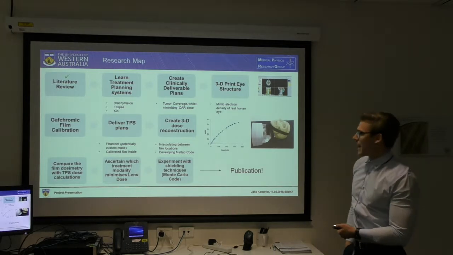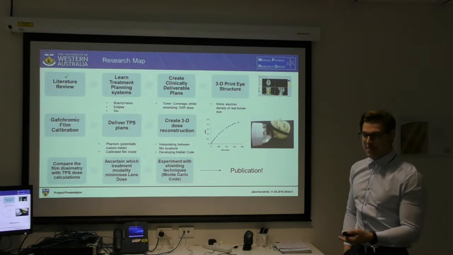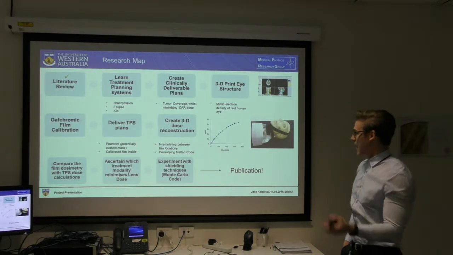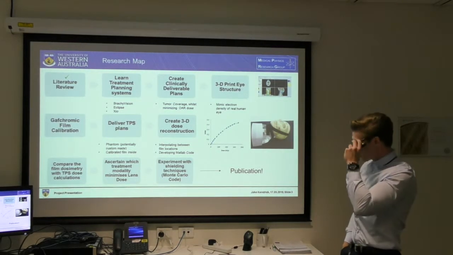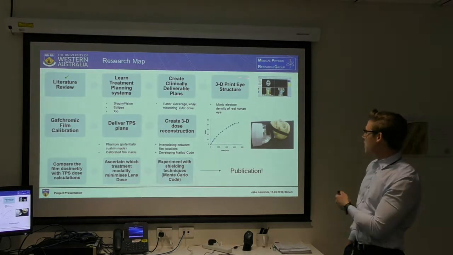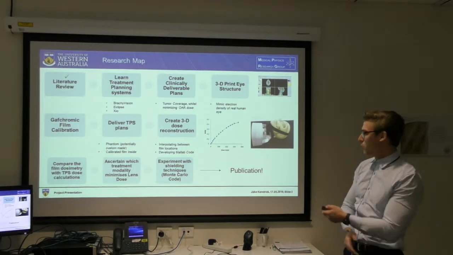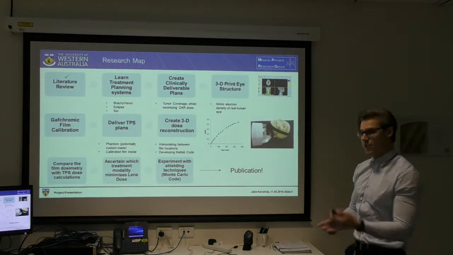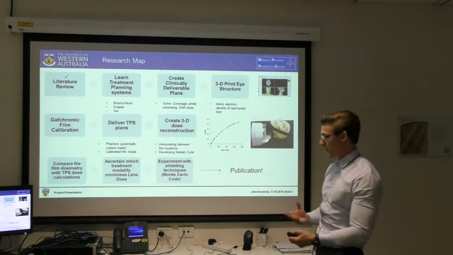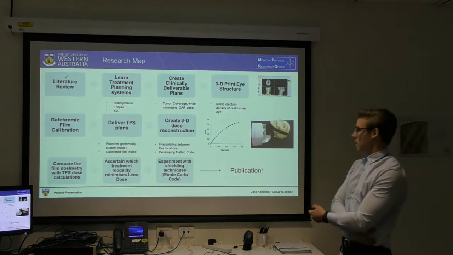Then I'll aim to create clinically deliverable plans using those treatment planning systems, whilst ensuring adequate tumour coverage and also minimising the organ at risk dose as well. And those will be delivered to a 3D printed ocular structure, which will have spaces in it for the film to slide in. And of course that ocular structure will have to mimic the electron density of the real human eye so that we can mimic the dose distribution characteristics that would occur in a real human being.